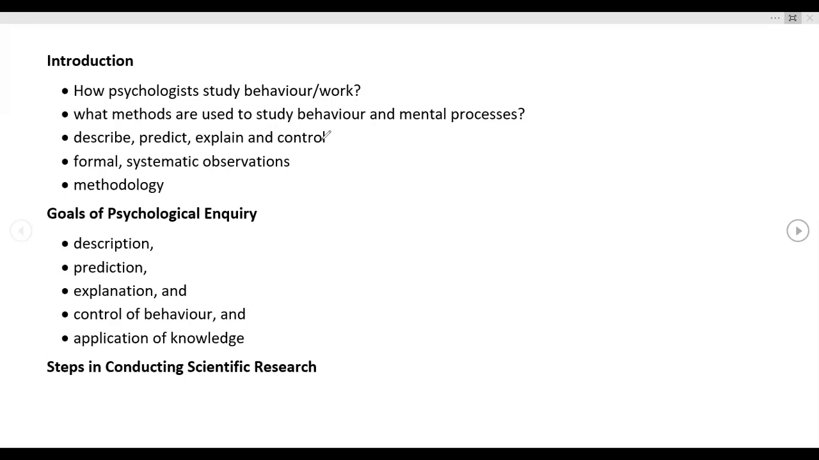And how do they collect data, how do they understand the behavior, what are the methods used, how do they explain the interactions, or how do they write the reports in explaining the behavior. So all these terms will be covered in this unit. And then there is another important thing, what is the goal of psychological inquiry. So these are the 5 steps: description of the behavior, prediction of the behavior, explanation of the behavior, control of the behavior, and application of the knowledge.